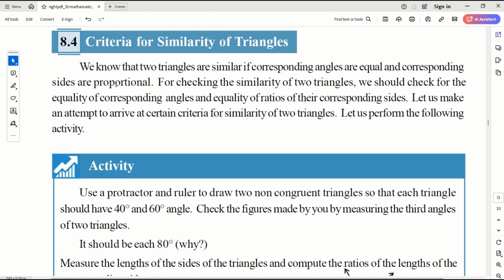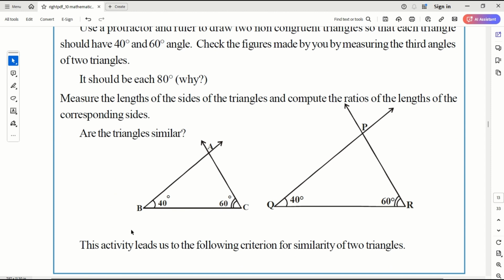What about triangles? Do we require the same rule, that corresponding angles should be the same as well as corresponding sides? Is it required, or is only one of them enough? Let's look at the activity first. You draw a triangle. Draw a BC line, and at B draw a 40 degrees line, at C a 60 degrees line. Draw another line QR, different from BC, bigger or smaller. At Q again draw a 40 degrees line, and at R draw a 60 degrees line.